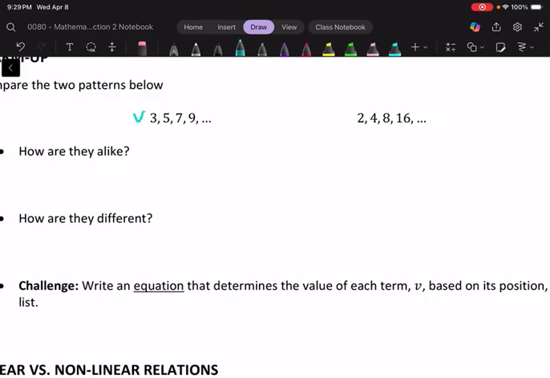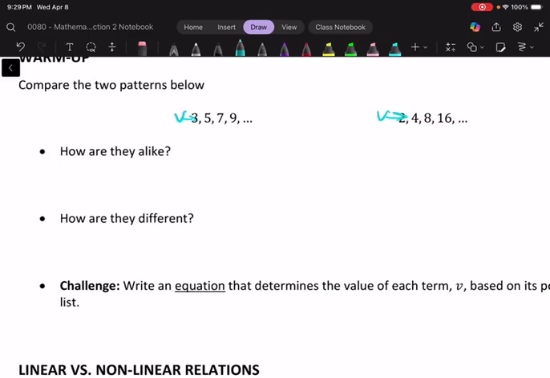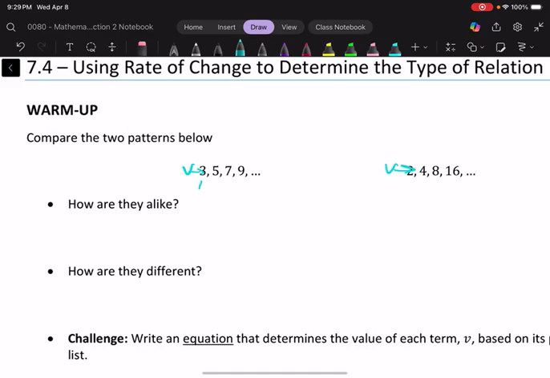So if these are the values up here, based on its position P in the list. So if we're talking about position 1, position 2, position 3, position 4, etc. How are those two things linked? It's a bit of a challenge because you haven't really gone through that yet. You will in a future lesson. But for now, just see what you can do.